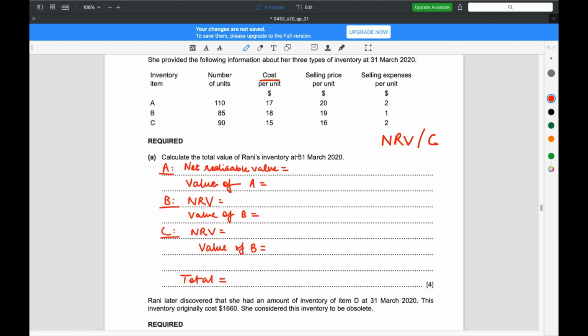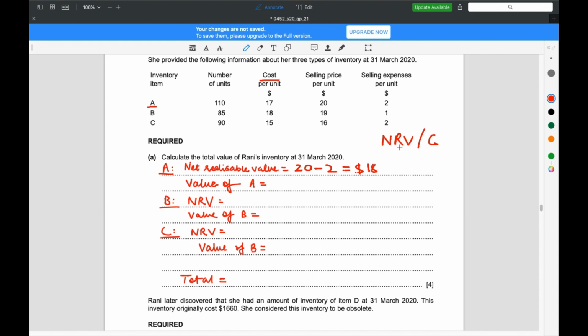So the net realizable value is the selling price minus whatever expenses you actually had to go through to sell it, right? In this case, he's given you the selling expenses per unit. He could have given carriage outwards, etc., but in this question, he's just given you the selling expenses. So to calculate the net realizable value, you have to subtract 2 from 20 for item A. So this is going to be 20 minus 2, which is going to give you $18.